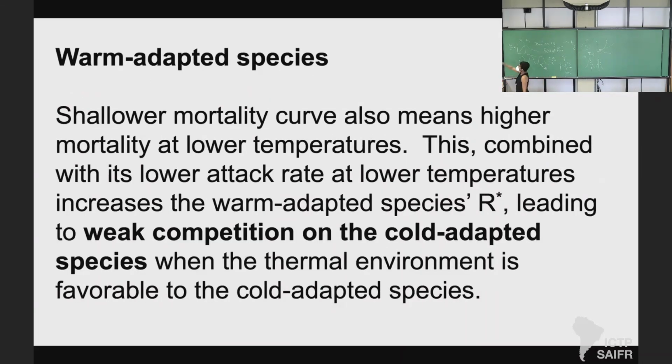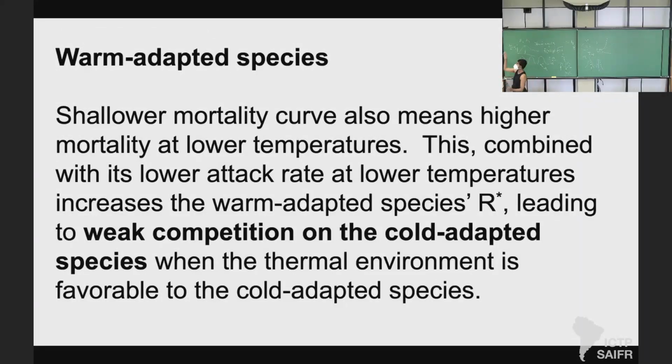Right. So the shallower mortality curve also means higher mortality at lower temperatures. This combined with this lower attack rate at lower temperatures increases the warm adapted species' R star, leading to weak competition on the cold adapted species when the environment is favorable to the cold adapted species. So it's a mirror image of the other, right?